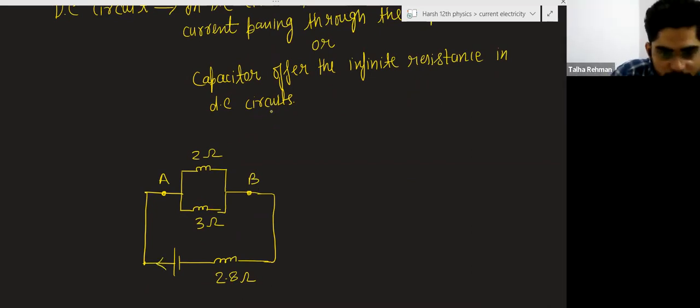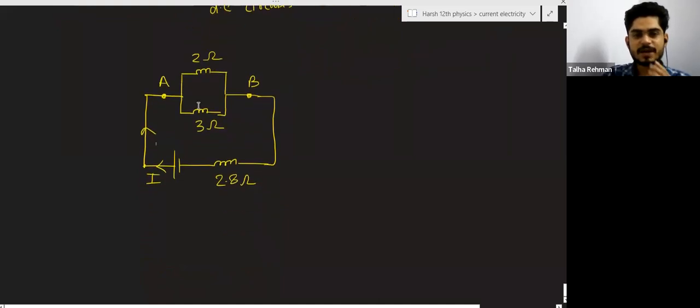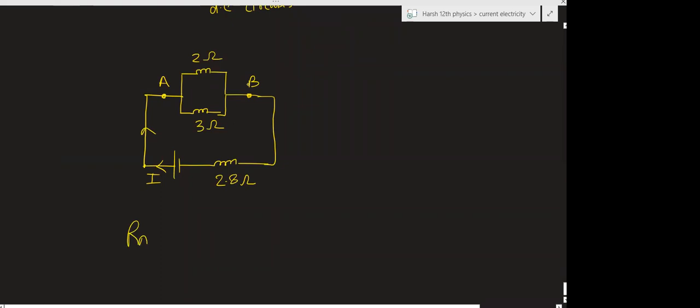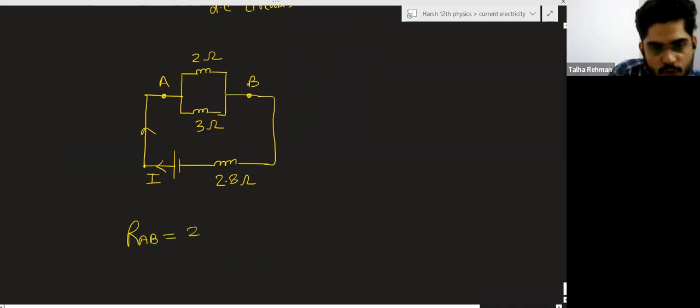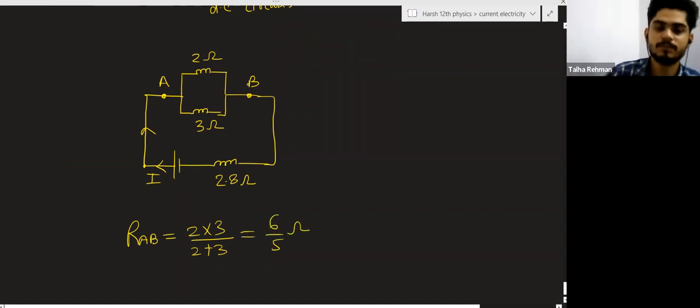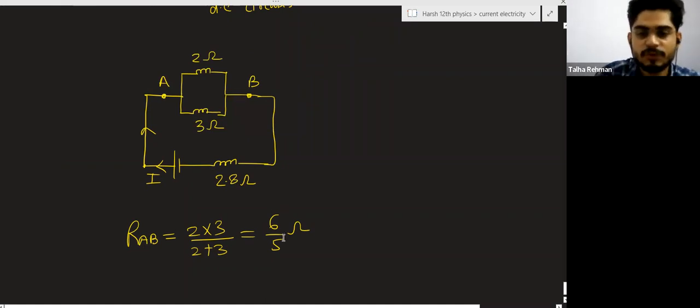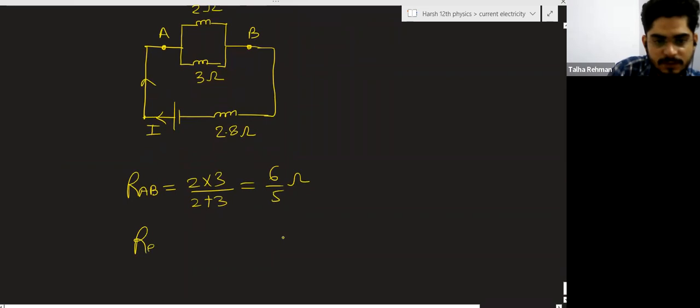Suppose the current I is flowing in this direction, like this. So how will we find the equivalent? First, find the resistance across A and B. When you find R_AB, you will write 2 into 3 divided by 2 plus 3. This will be 6 by 5 ohm. And the equivalent of this is 6 by 5, you will now add this.